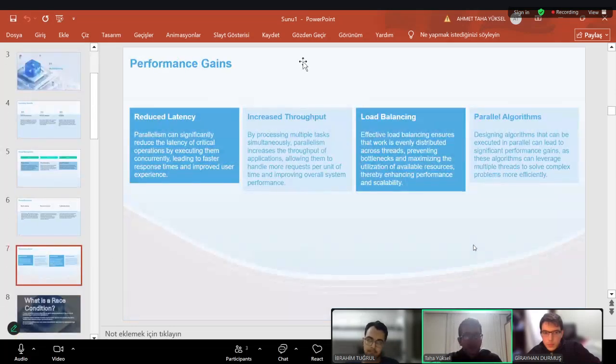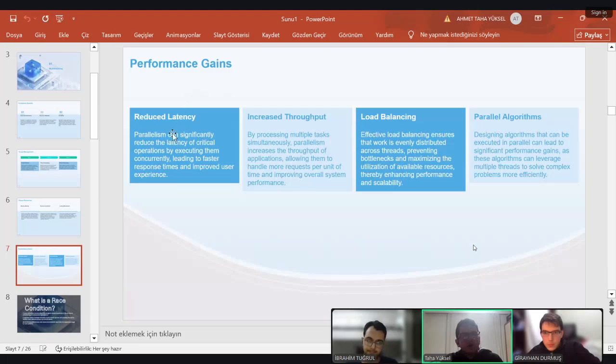The performance gains. The first one is reduced latency. Parallelism can significantly reduce the latency of critical operations by executing them concurrently, leading to faster response times and improved user experience.